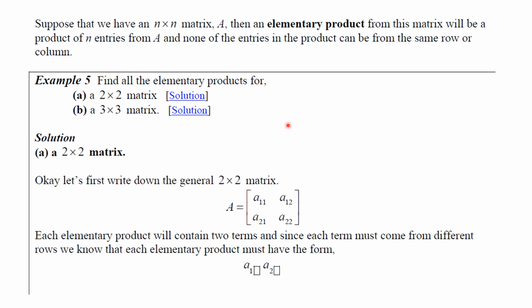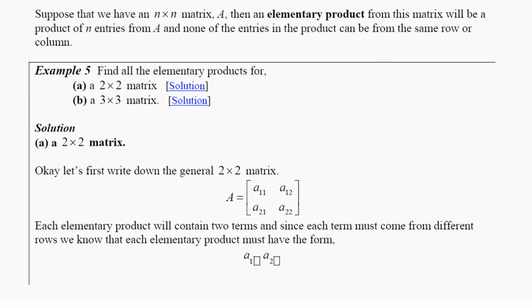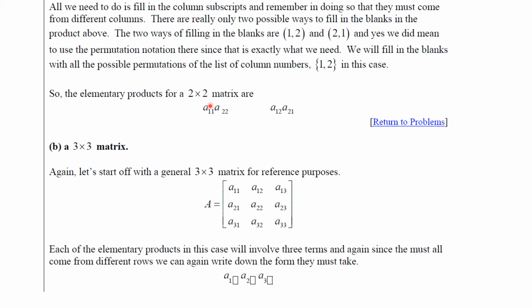Well, for the 2 by 2, the easiest way to think about that is to say each elementary product will contain 2 terms, and each term must come from a different row. So we know that each elementary product must have the form A1 blank and A2 blank, and I fill these in with the numbers that come from a permutation. So the elementary products for a 2 by 2 matrix are A11, A22, and A12, A21.